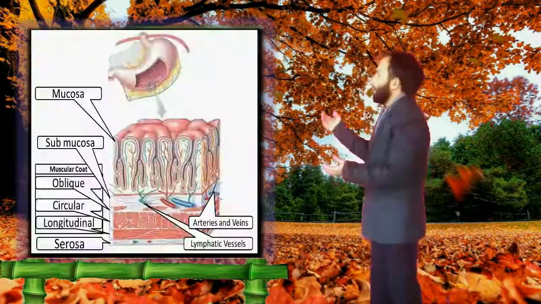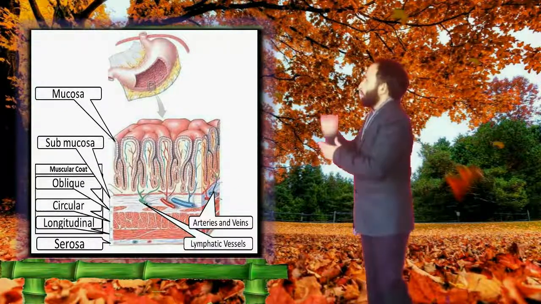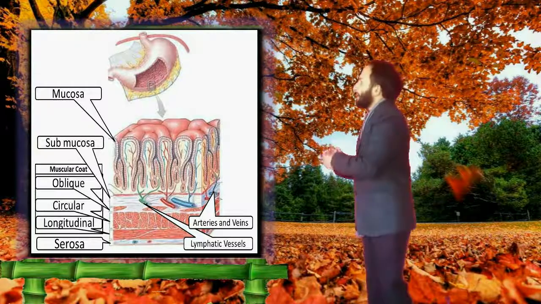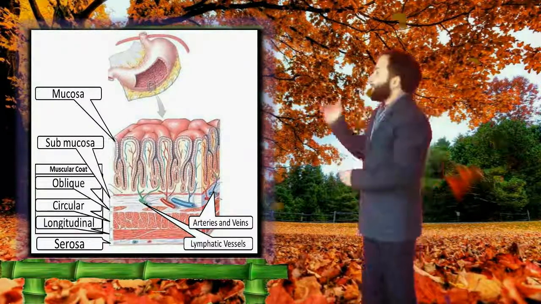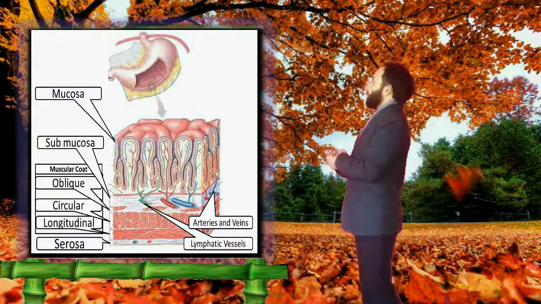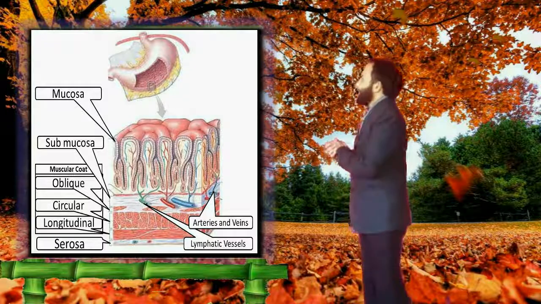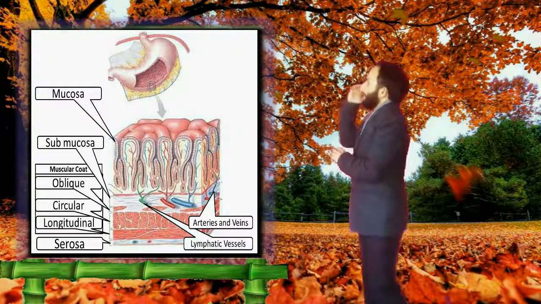Now, if we discuss the histology of stomach, the stomach consists of 4 layers. The first layer is serosa. Serosa is the outermost coat. It is thin and continuous with the peritoneum. It is smooth and slippery.